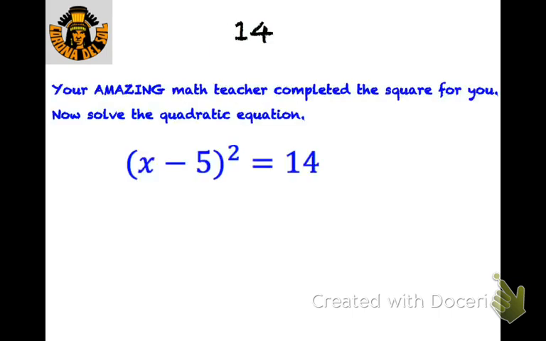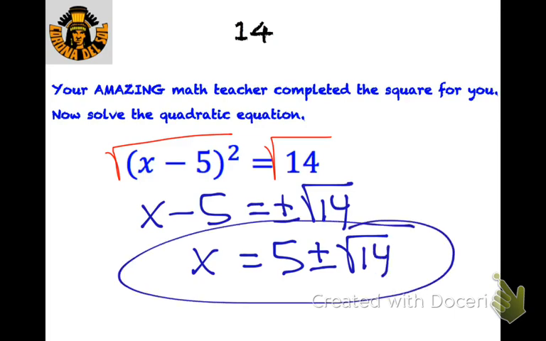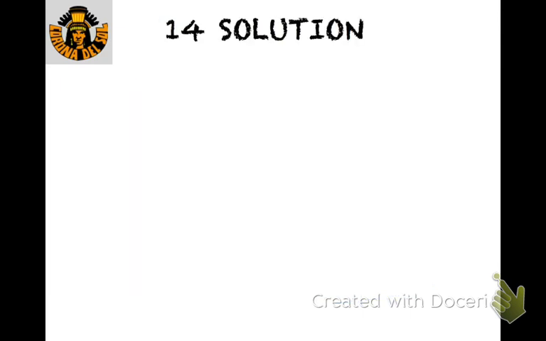All right, I think this might be the last one. So same directions. We're just going to go ahead and take the square root of both sides. So that's going to give us x minus 5 equals plus and minus radical 14. And this one, you can't really simplify the radical either, so you just add the 5 over. So 5 plus and minus radical 14. And that's about it. Let me just make sure that's it.